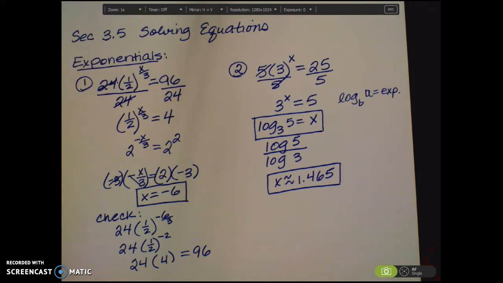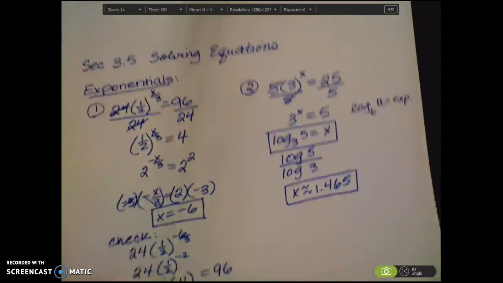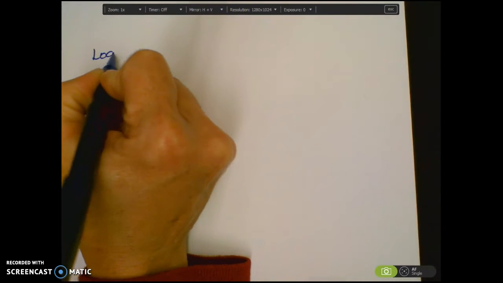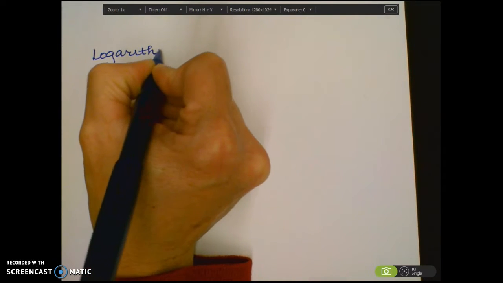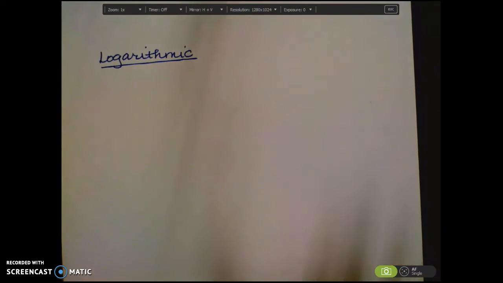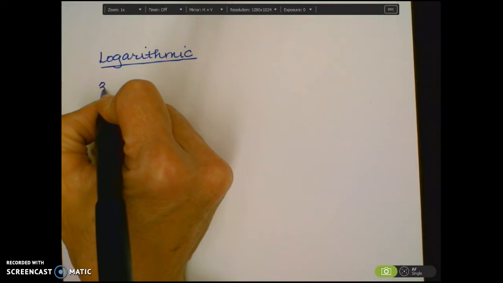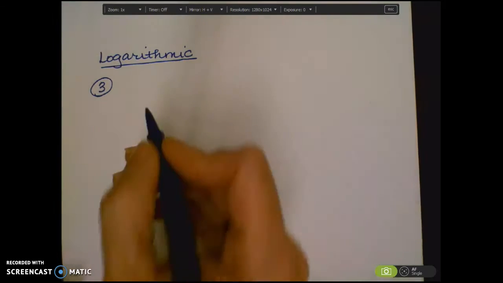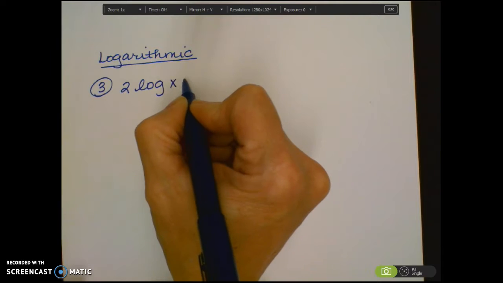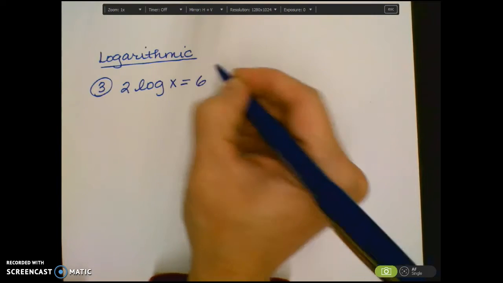All right, so now let's look at a logarithmic situation. As with their exponential counterparts, in a logarithmic equation, you want to start by isolating the logarithm part. So if there's a coefficient out to the front, we want to get rid of that first. So our number 3 here, we are going to do 2 times the log of x equals 6.